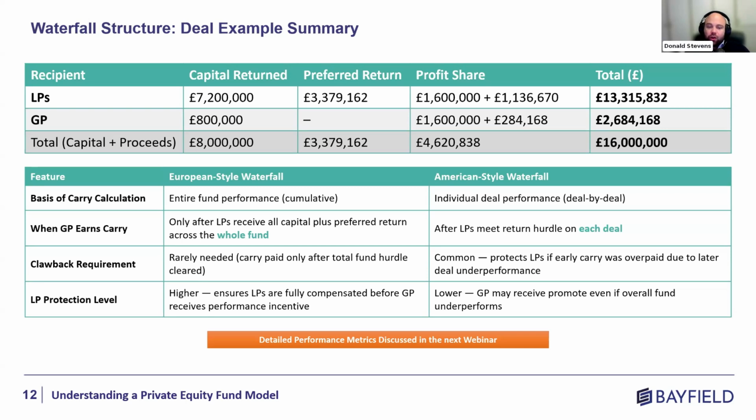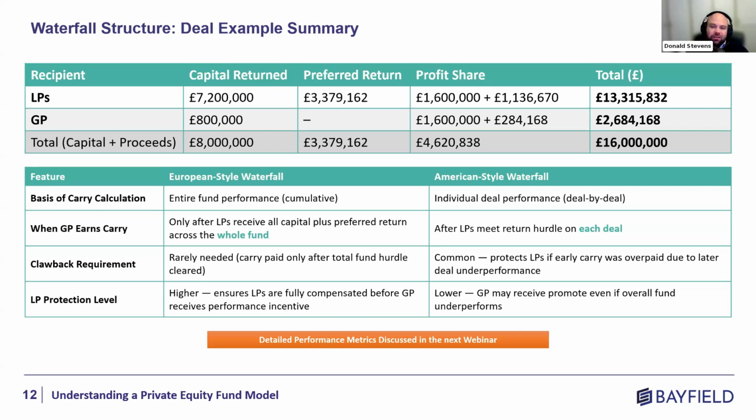In terms of the European style waterfall, it's based on the entire fund. We've already touched on that, and the American style is on an individual deal-by-deal basis. The GP can only earn in a European style after the LP has received their preferred return, whereas in the American style, they can do that based on each deal. So that can distort your returns.